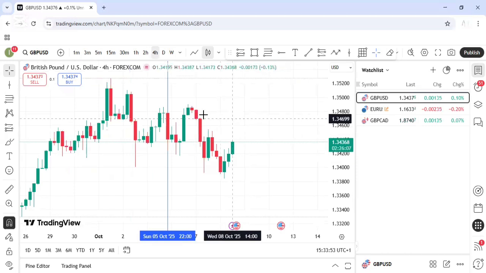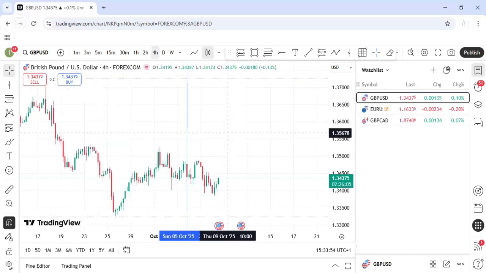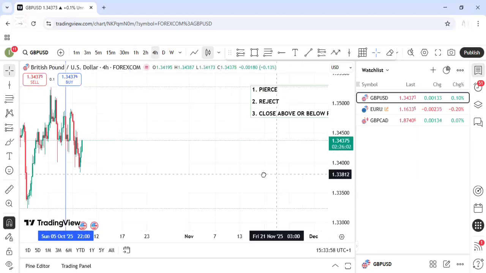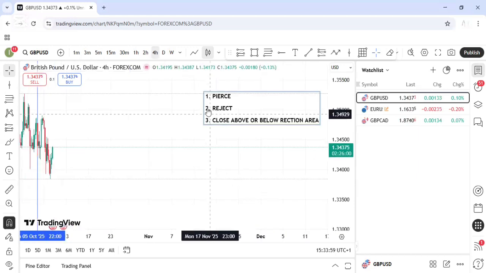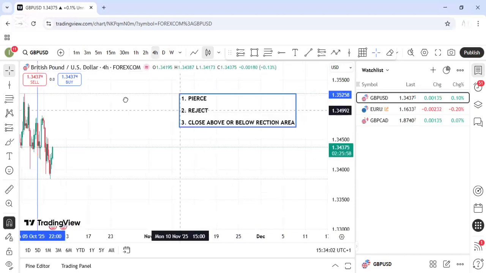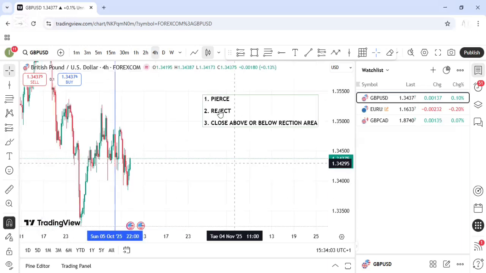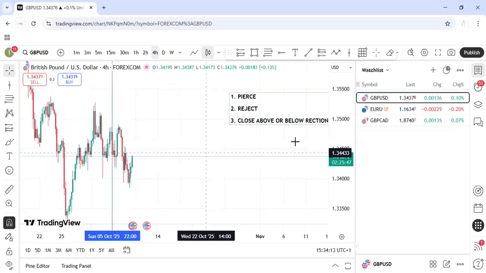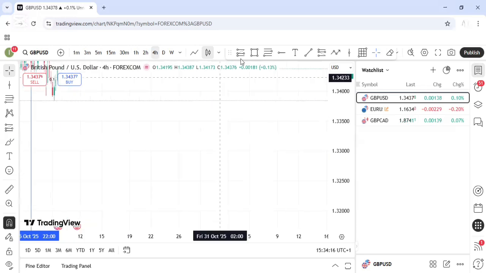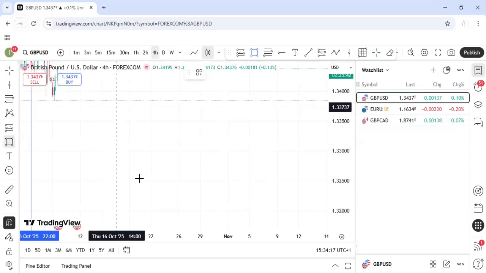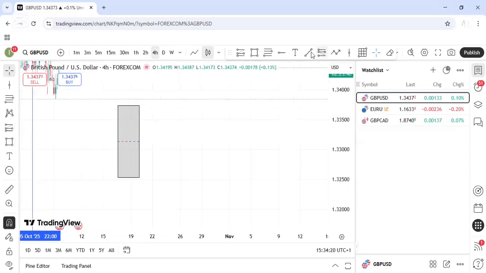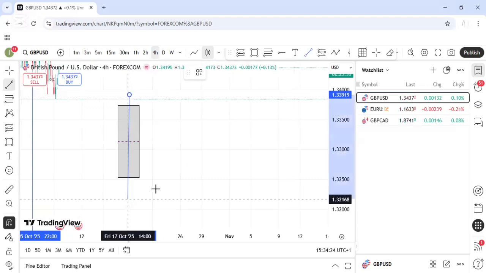And how does a storyline start? A storyline starts by basically doing all of these three things on areas of V and A pattern rejection points. So it needs to pierce an area of V or A pattern, reject that area, and close above or below the area that we are talking about now. An example, first I will need to draw an example on my screen before we go into the chart and actually start looking for these things.